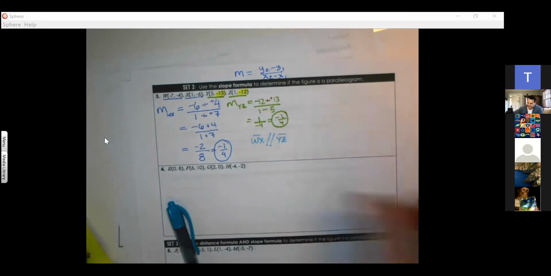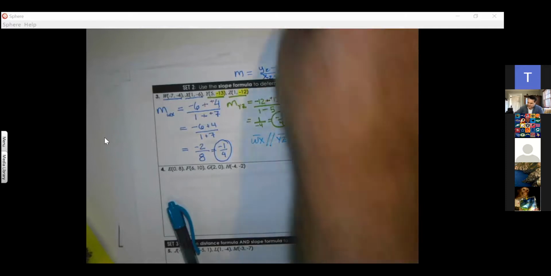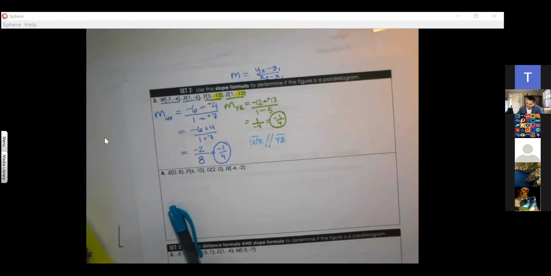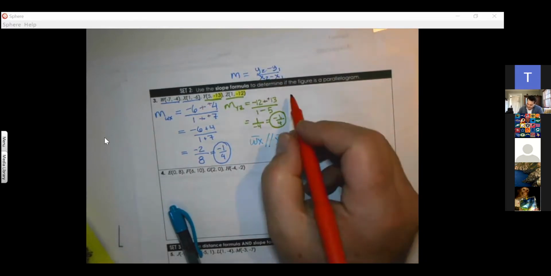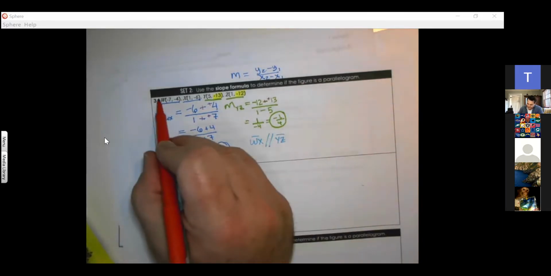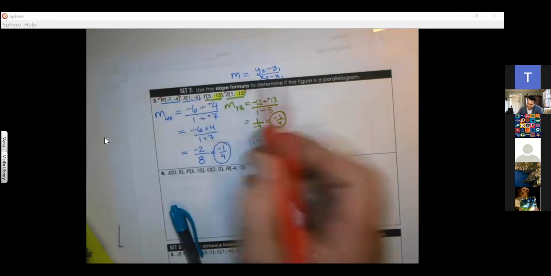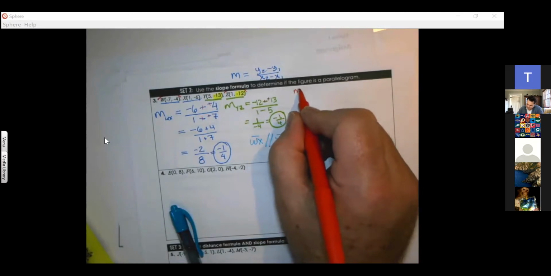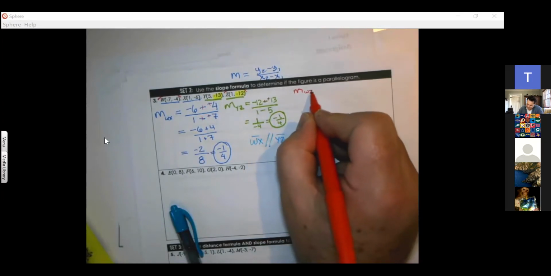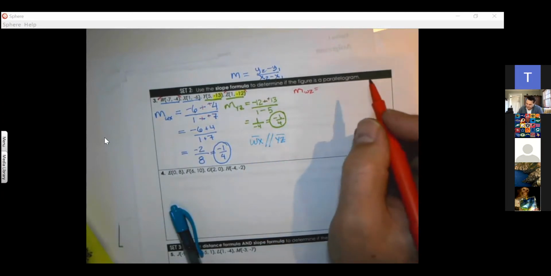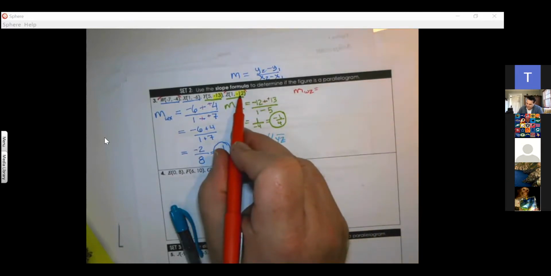Now I'm going to try it over here with, we'll use some reds. So which of the other two do I have to do? I'm going to do W and Z. So I'm going to find the slope of W and Z, which means I'm going to go with negative 12.